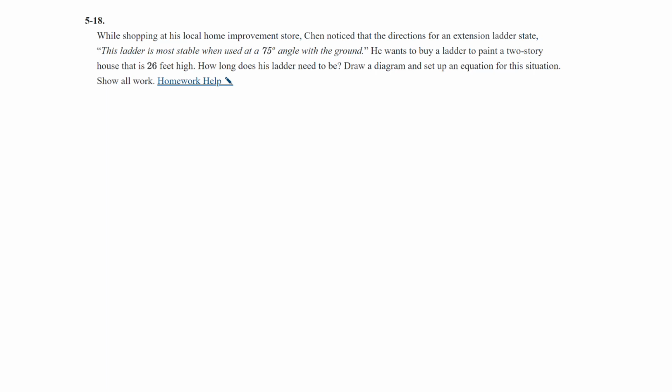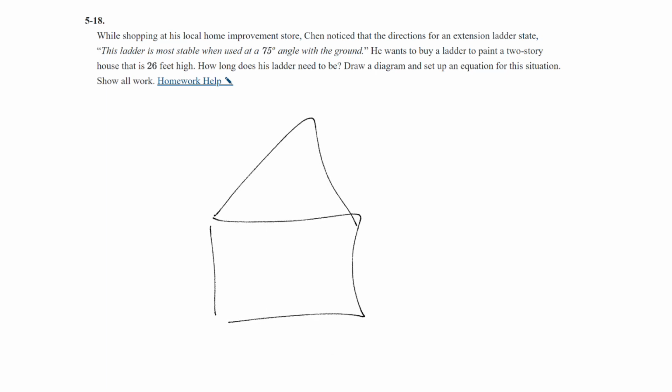All right, so let's get a diagram set up. So we have our lovely house here, and let's make it a little bit bigger here. And we want to paint all the way to the second story here, so we'll create this ladder. And we know that it's most stable at 75 degrees with the ground. It says that right here in the directions. And then also that the house is 26 feet tall.